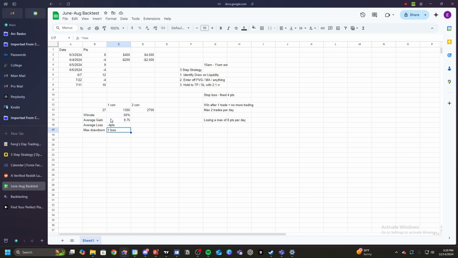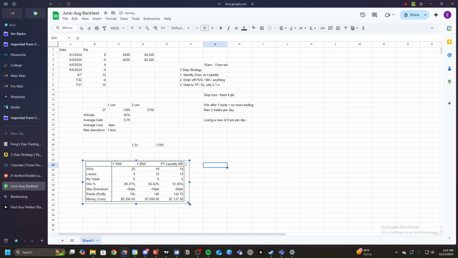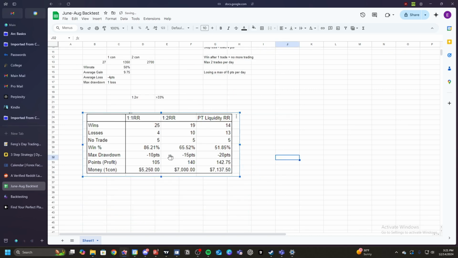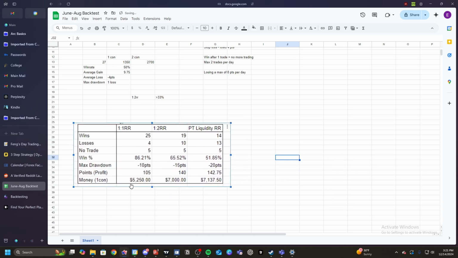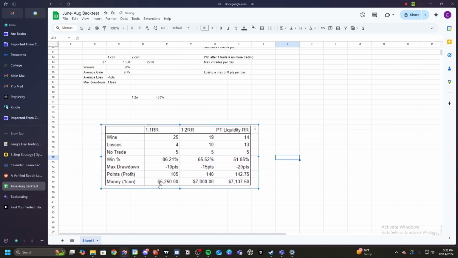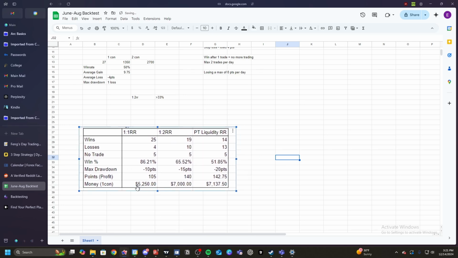Basically, if our winners are bigger than our losers, then we will be able to make money. And with at least like a 1 to 2, I can put pictures here. So this is a backtest I've actually done. We can see if we did a 1 RR, we'd have an insane win rate of like 86%. But that doesn't mean you're going to make more money, right? It's only 5.2k per month.